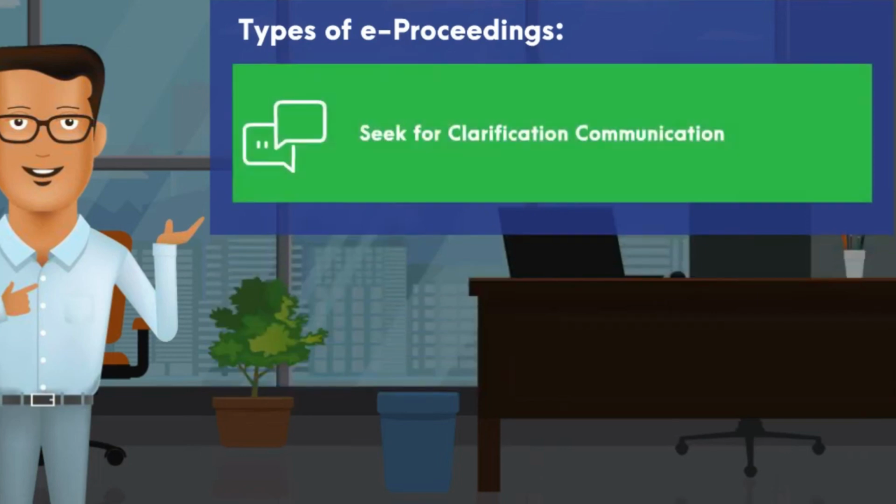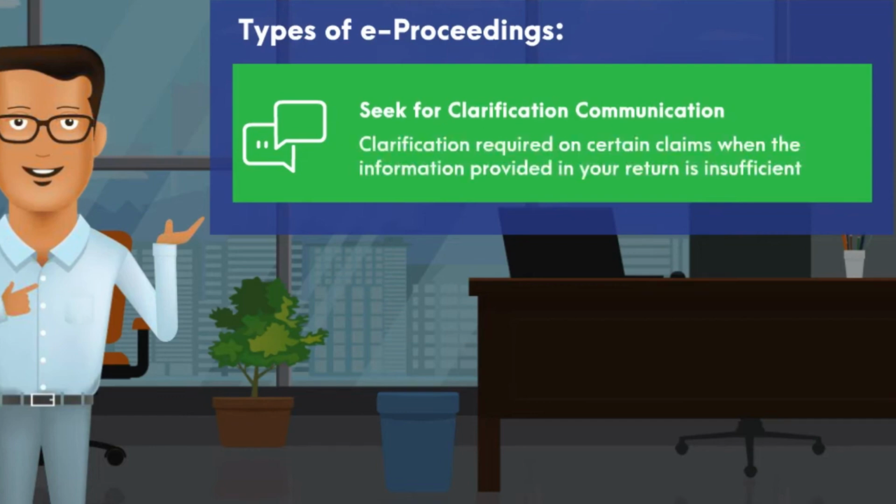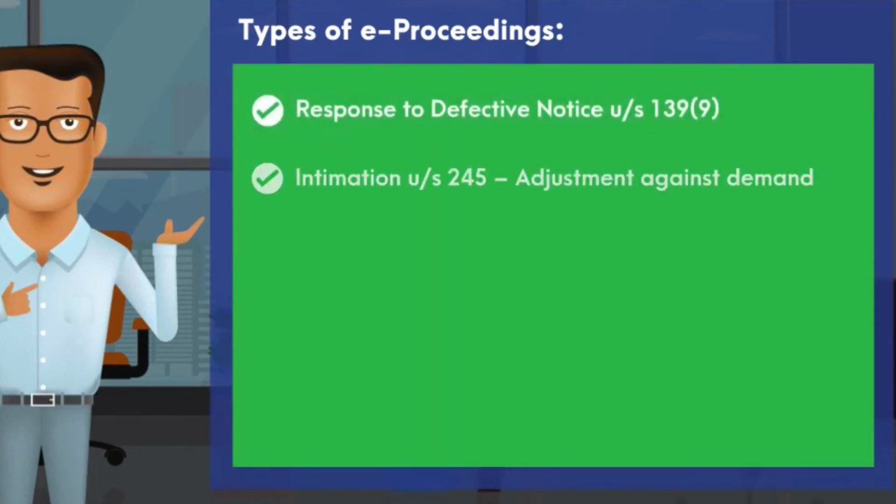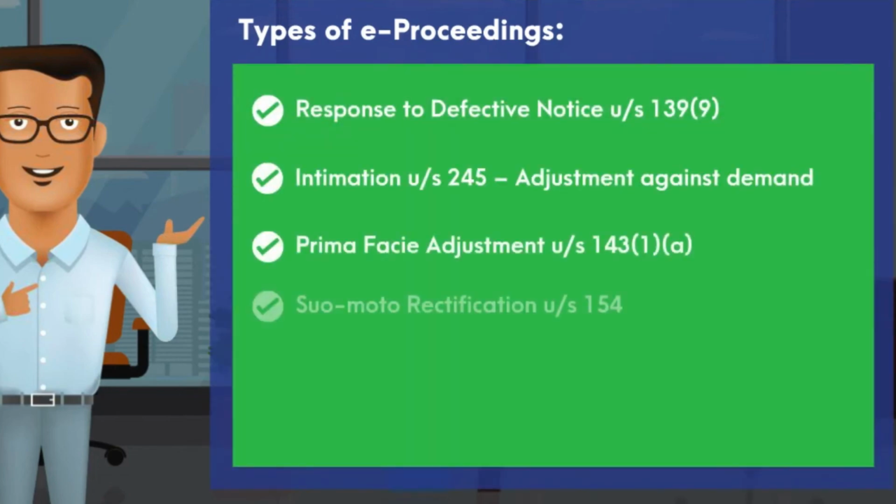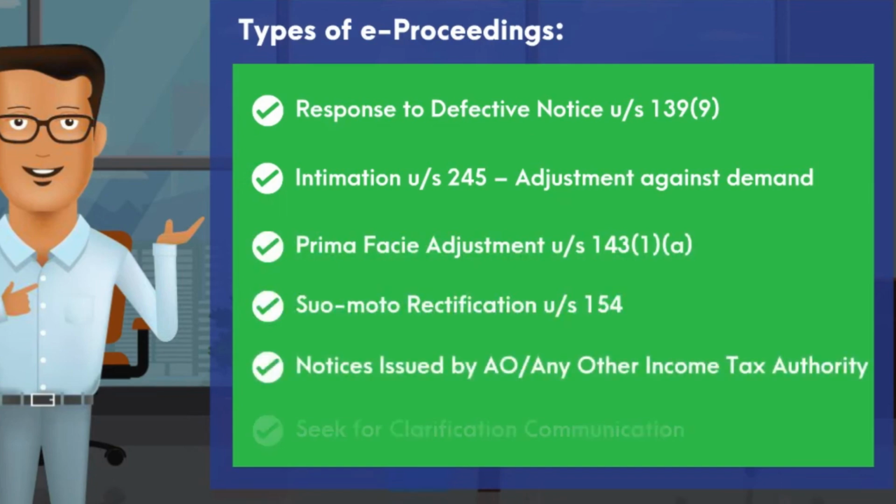A seek for clarification communication is sent by CPC in instances where certain information provided in your return is insufficient, and a clarification is required on certain claims you made. You need to submit the applicable predefined response in 15 days to the department using the e-proceeding service. That covers all the types of e-proceedings. The e-proceeding service makes income tax related compliances easier for you by allowing end-to-end electronic communication and submission. Let's see how to use this service.